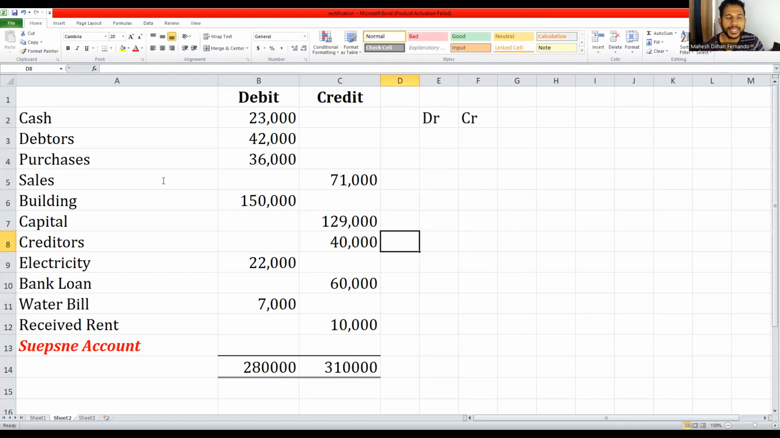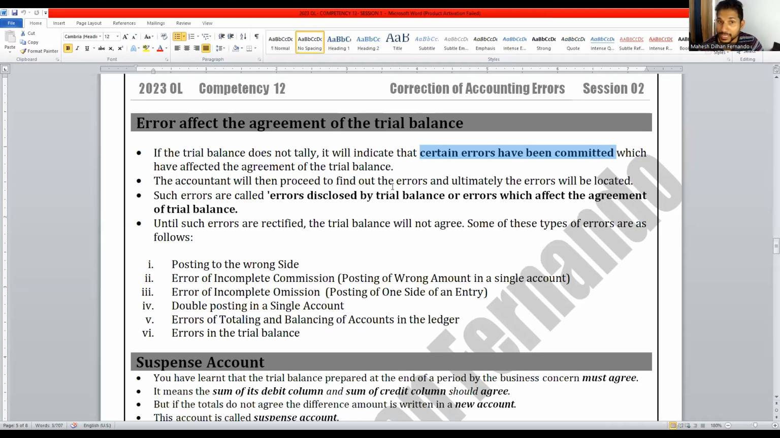The accountant will then proceed to find out the errors, and ultimately errors will be located. Now, he has to check why the trial balance disagrees. What are the reasons? What are the errors that we have committed? Such errors are called errors disclosed by the trial balance or errors which affect the agreement of the trial balance. Until such errors are rectified, the trial balance will not agree.